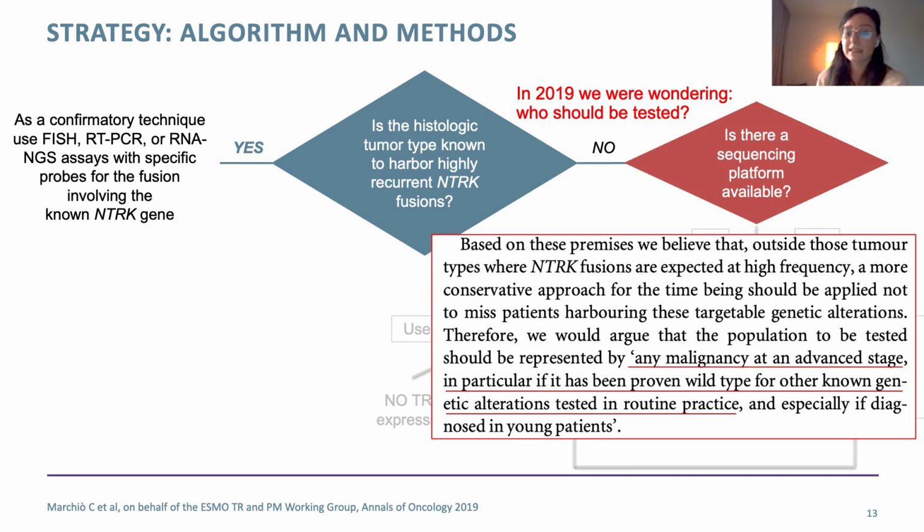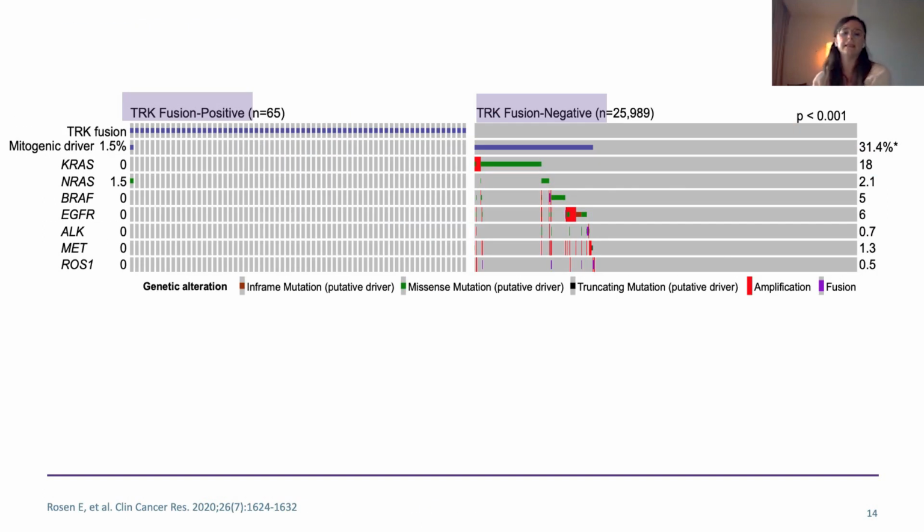And we already drafted the fact that any malignancy at an advanced stage should be screened, and in particular, those for which we do not have any other actionable alterations. So those that have been proven wild type for other relevant genetic actionable alterations. And this has now become our practice. But the fact that you should think a little bit more about tumors that are wild type for other driver genes is something that has been described in the literature.